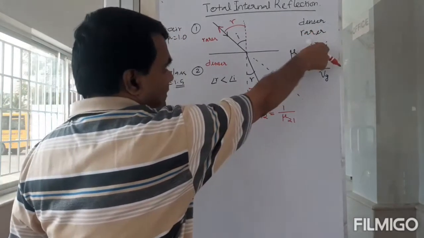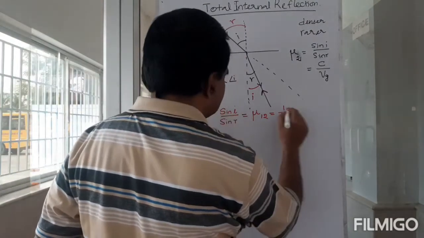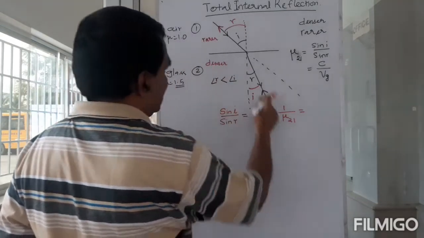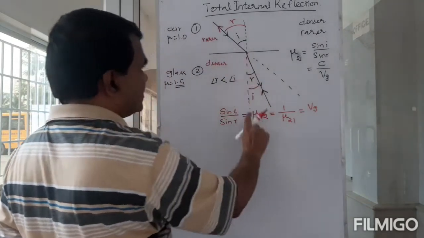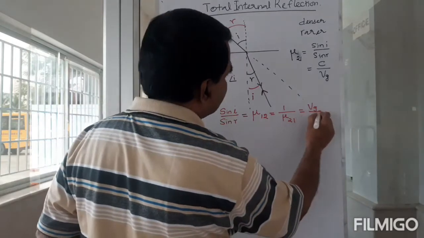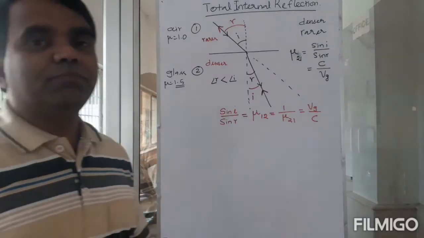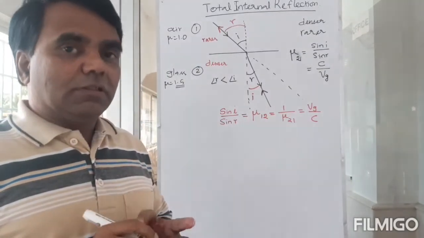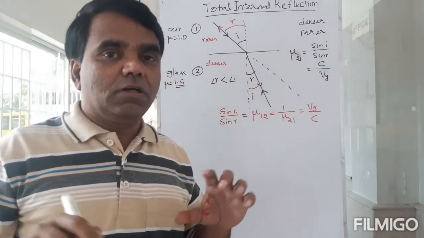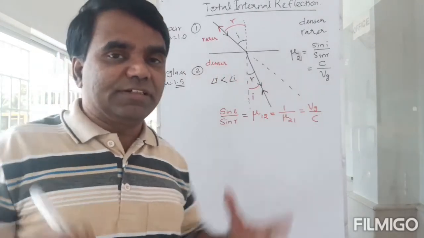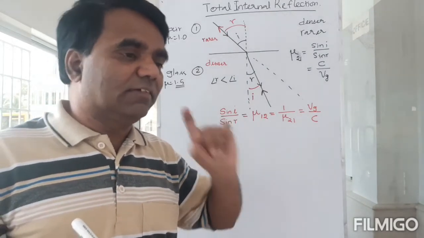From this, because see, this is becoming upside down. Okay. And clearly, this sine I is actually, which is the first medium? Glass is the first medium. So it's like Vg, that is the speed of light in glass, divided by the speed of light in air or vacuum. So Vg by C. The perfect definition of the refractive index of a material is this: the velocity of light in vacuum divided by the velocity of light in that medium.